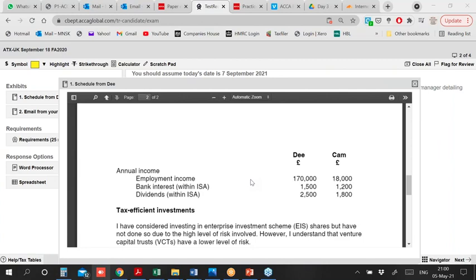Okay, so employment income of 170,000 for D and for CAM 18,000. So there's a drastic difference. D seems to be an additional rate band payer because her income exceeds the 150,000 limit, if I see employment income in isolation, I haven't considered the rest of the income. And CAM, if I look at it, is a basic rate band taxpayer. So there is a lot of difference.